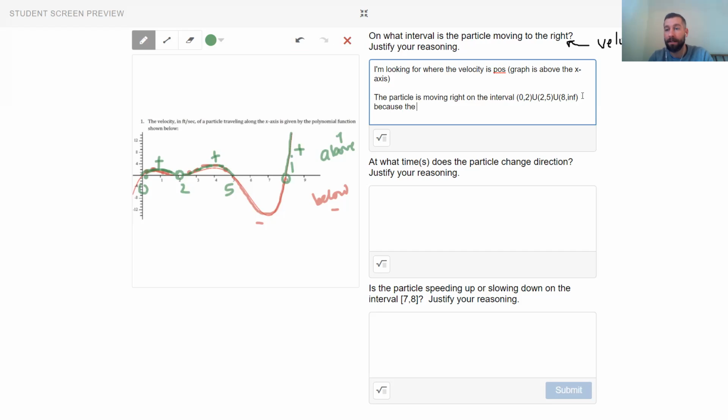Because, and I'm not going to say the graph anymore. I'm going to refer to one of two things. I'm going to refer to the velocity or the particle. So right here, I need to actually use the velocity to justify what the particle is doing.